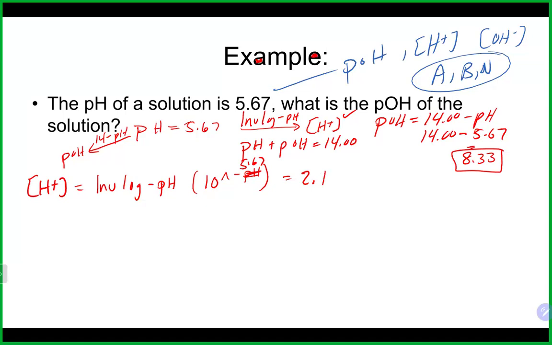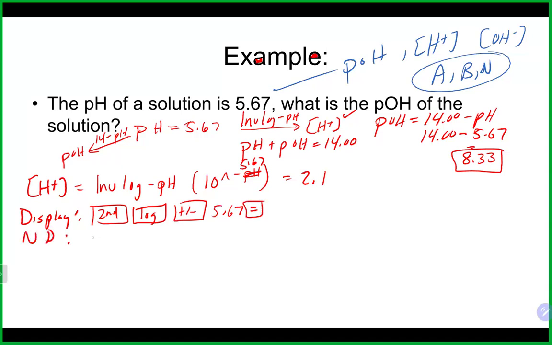So let me try it this way. If you have a display calculator, you're going to want to hit either the second button or the shift button, top left on most calculators. You then would hit the log button, and then your negative button, and then 5.67 and hit equals. If you have a non-display calculator, you would start with the number 5.67. You then would make it negative by hitting the negative button, and then hit your second or shift button, and then the log button. So one of those two ways should get it there.